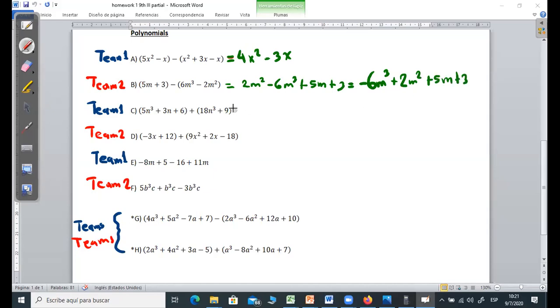Okay, team one, the answer of the letter C. Good participation. 23n to the third power plus 3n plus 15. Excellent, that's the answer. Next one, team two.